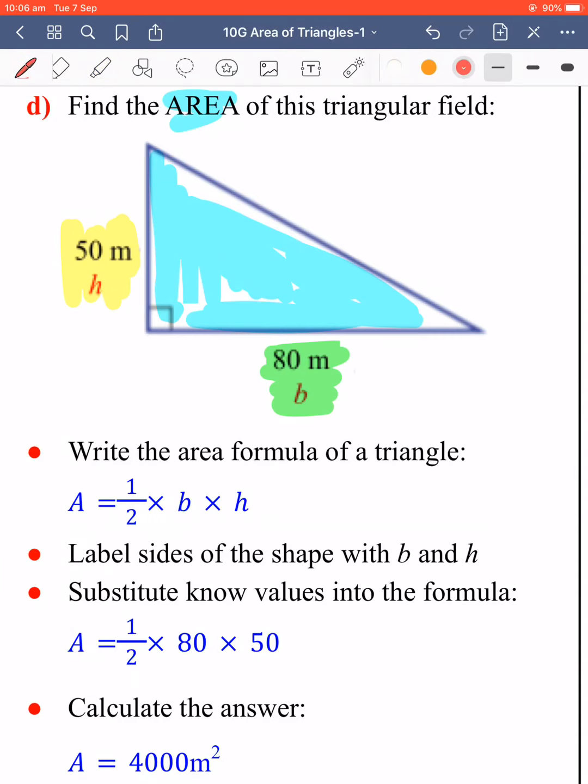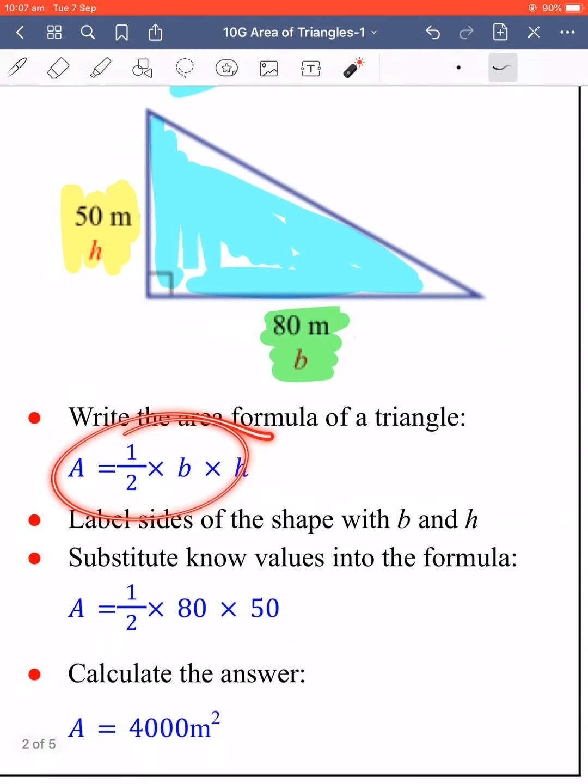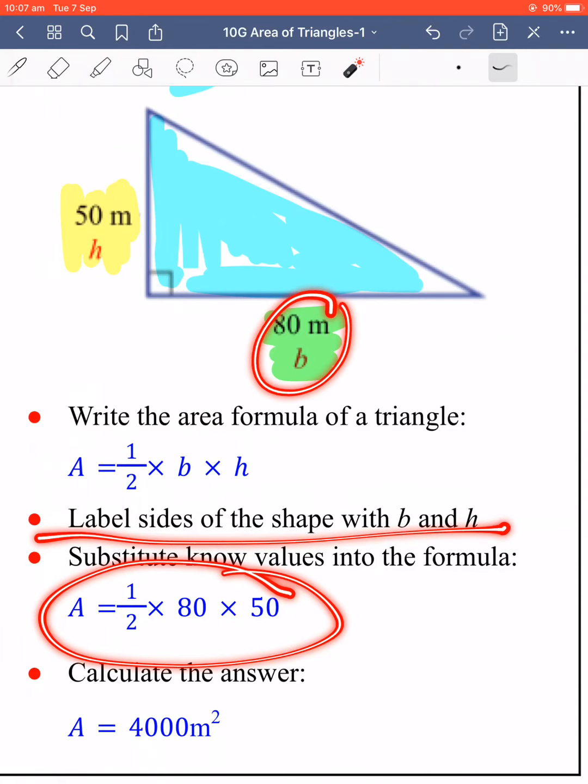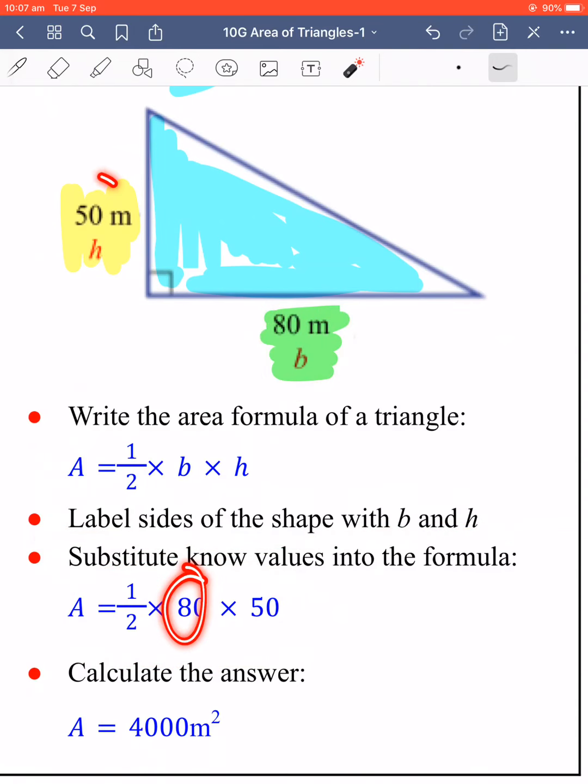The next thing I'm going to do after I've identified those two sides is, again, I'm going to write in my formula. And because I've already got those sides, I can now substitute them in. So my base was 80 and my height was 50. And I can then put my answer in meters squared.